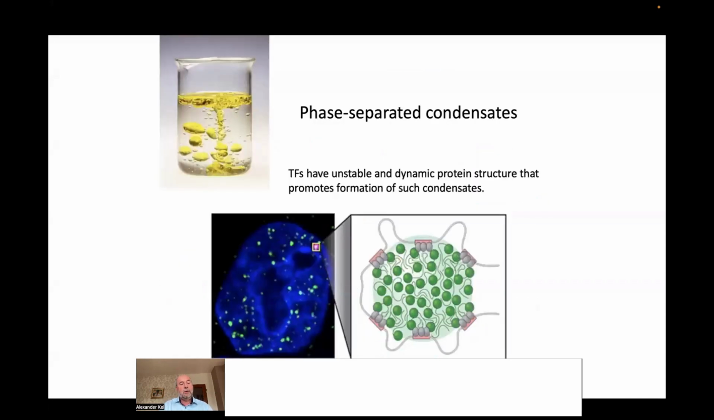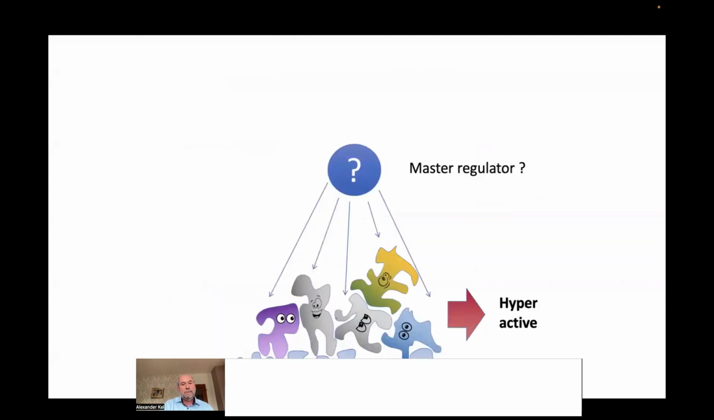And it's now shown that it works like a phase separation. So when you have those factors like oil, many factors can interact with each other, and they organize in such droplets in the genome, and they regulate the genes.